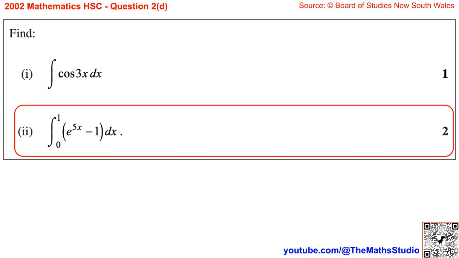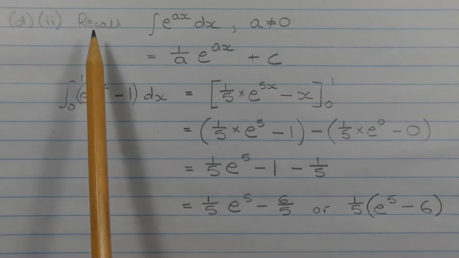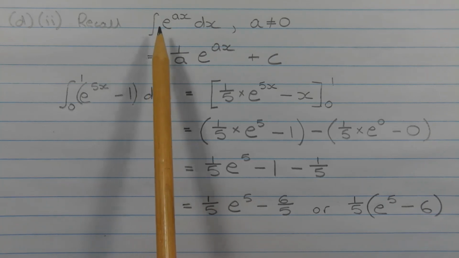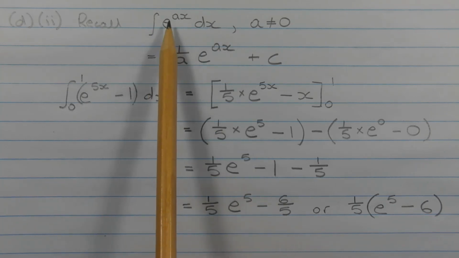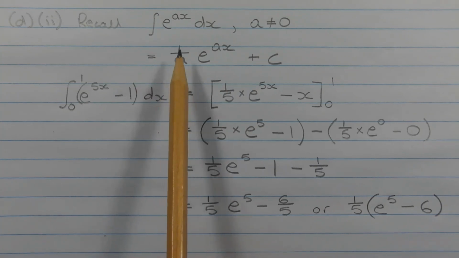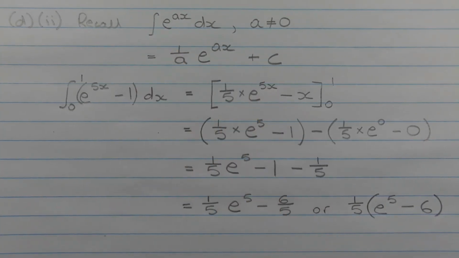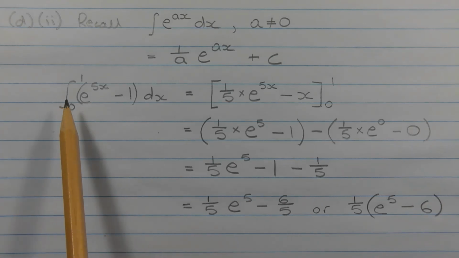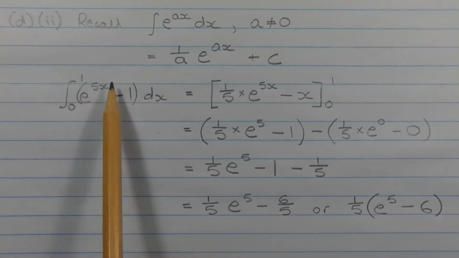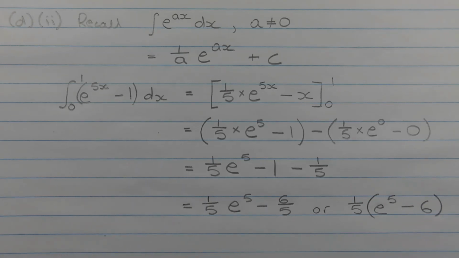Part 2. Find the definite integral from x equals 0 to x equals 1 of e to the power of 5x minus 1 dx. Recall that the integral or the antiderivative of e to the power of ax dx, where a is a non-zero constant, is equal to 1 over a times e to the power of ax plus the constant of integration c. Now the question is asking for the definite integral of e to the power of 5x minus 1. And because it's a definite integral, the answer will not contain a constant of integration.